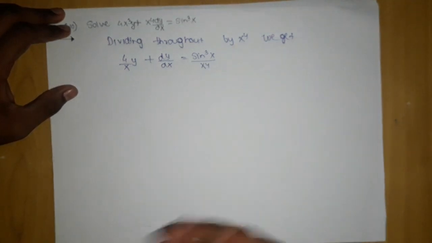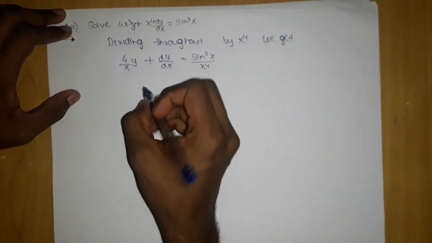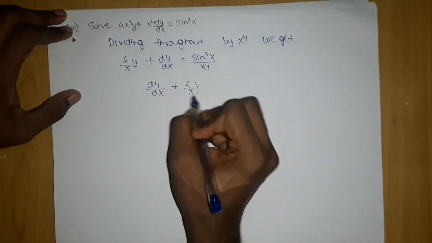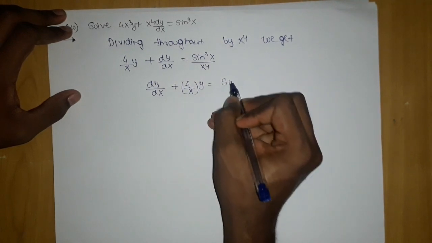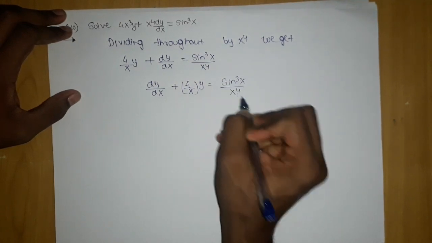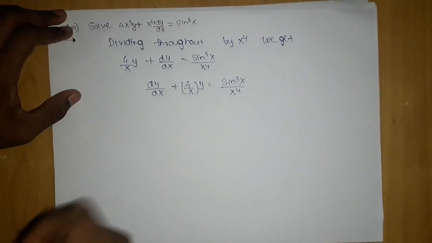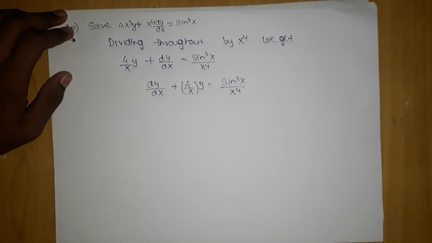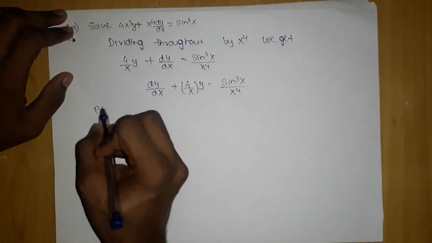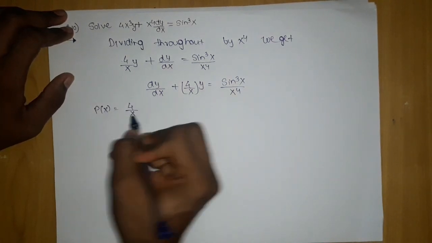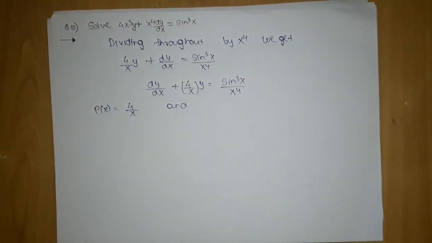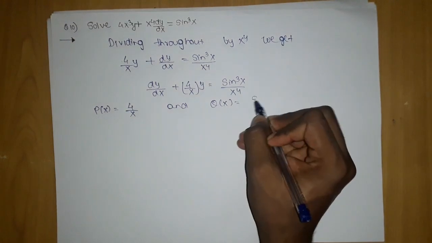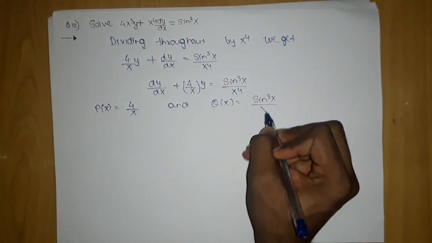Now writing the given differential equation as dy by dx plus 4 by x into y equals sin cube x the whole upon x raised to 4. This is a first order linear differential equation of the form dy by dx plus p of x into y equals q of x, where p of x is nothing but 4 by x and q of x is sin cube x the whole upon x raised to 4.